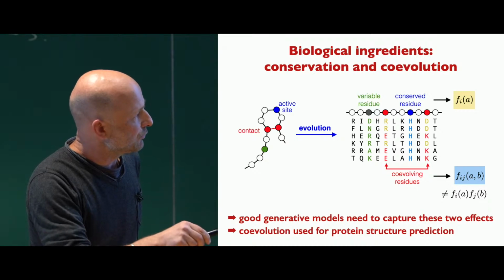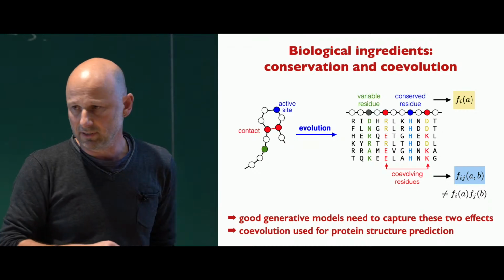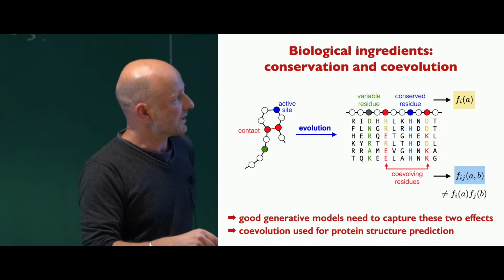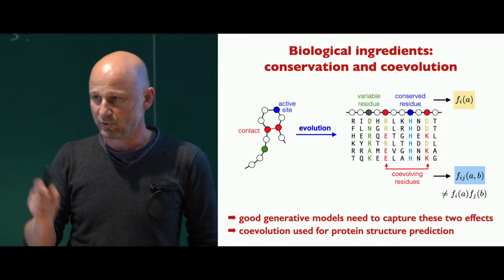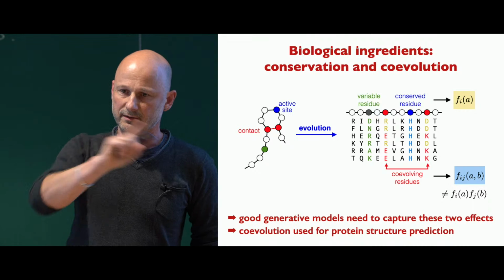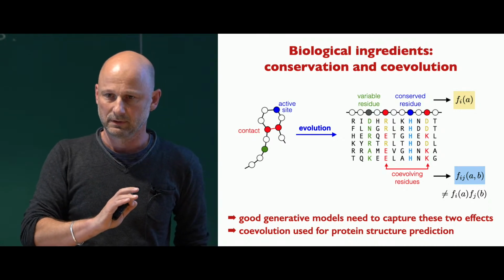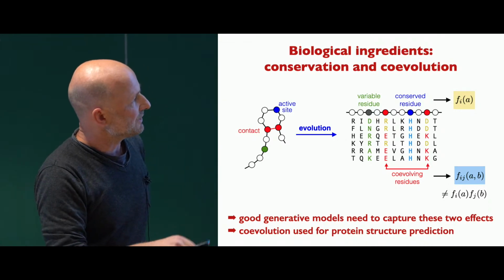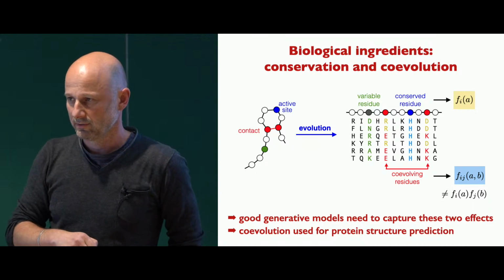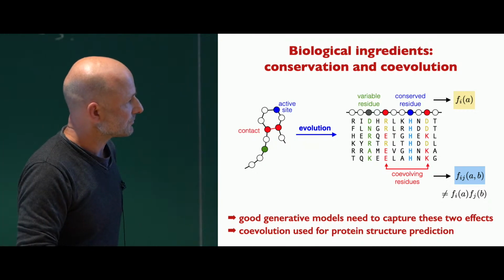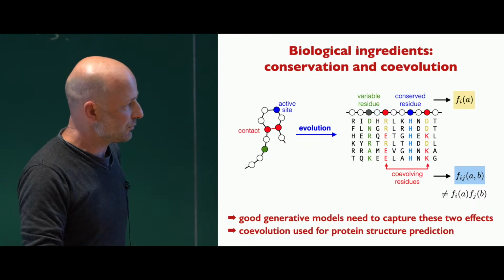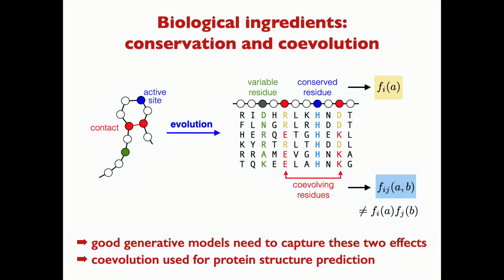So if you look at 2 columns, it will frequently be correlated, not just factorized into the individual ones, because certain combinations are not good and other combinations are better. This is what is called coevolution, and this is what is called conservation in biological terms. And I would claim that any good generative model needs to capture these effects.